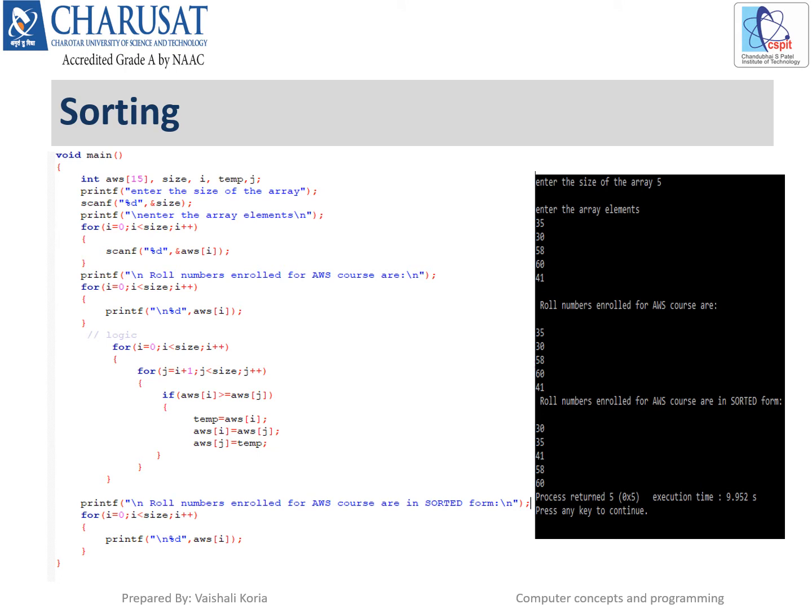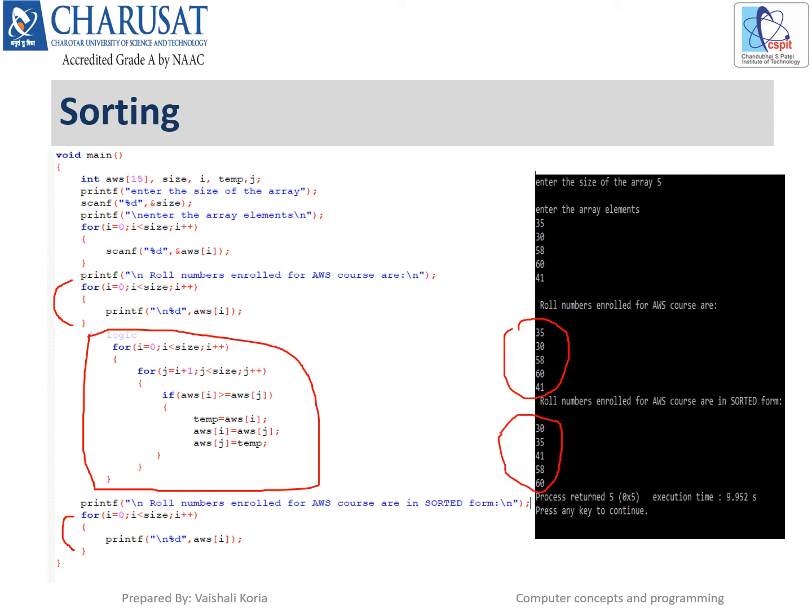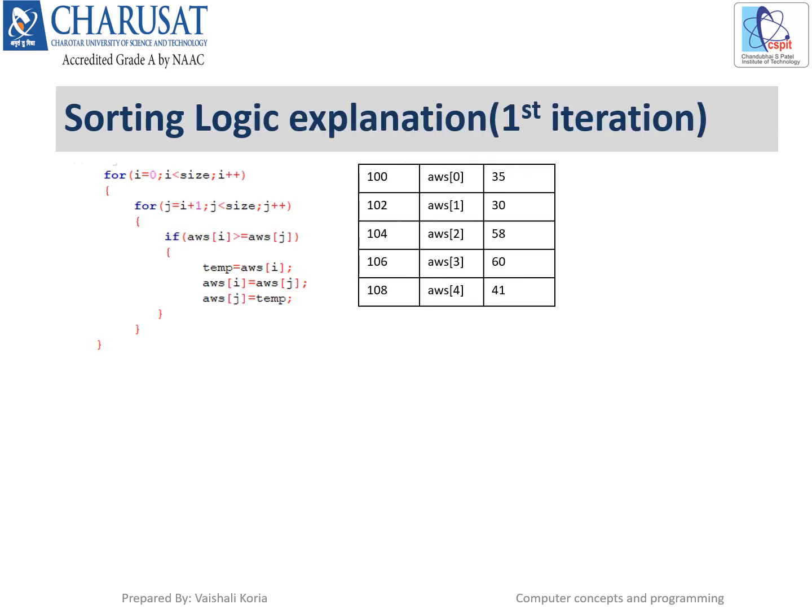So this is the logic that has been written in between these two for loops that print the array elements. Now when you apply this logic and see the output, this is the output before sorting, and this is the output after sorting. That means this logic is working fine. Now we will see this logic in detail. So this is how we can arrange our numbers in ascending order.